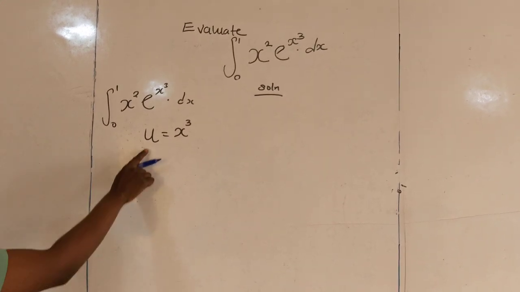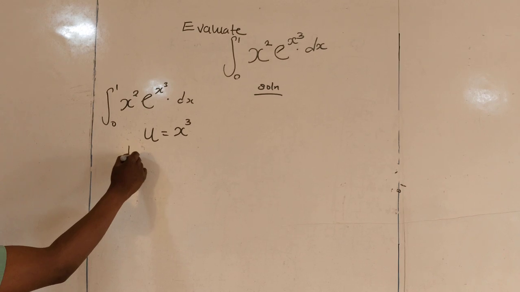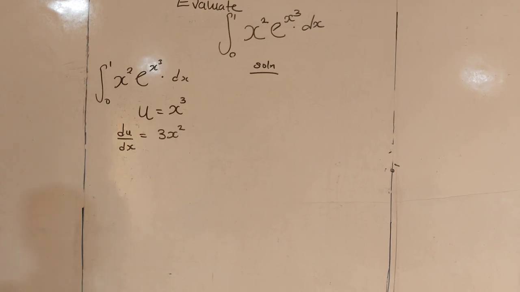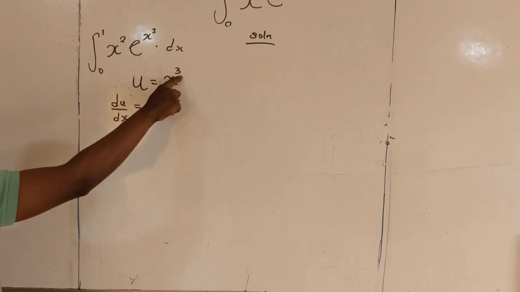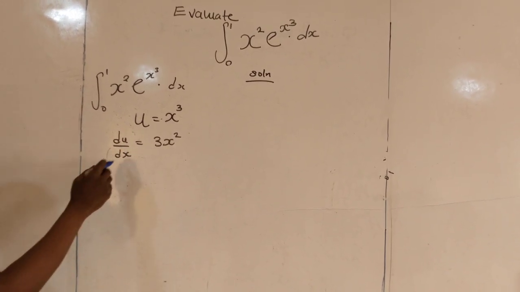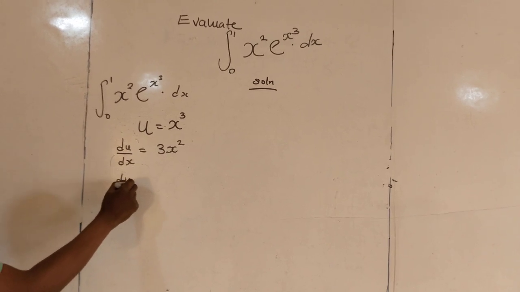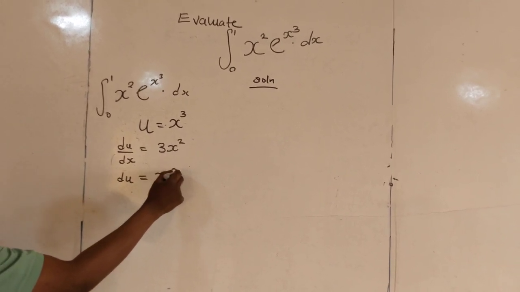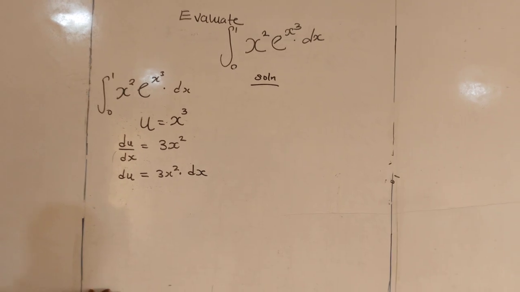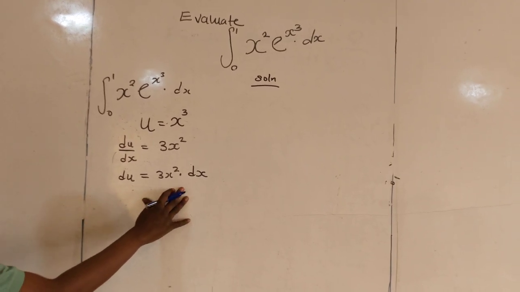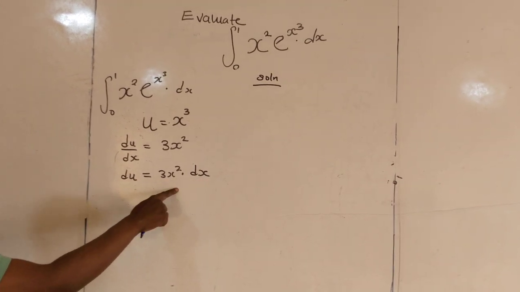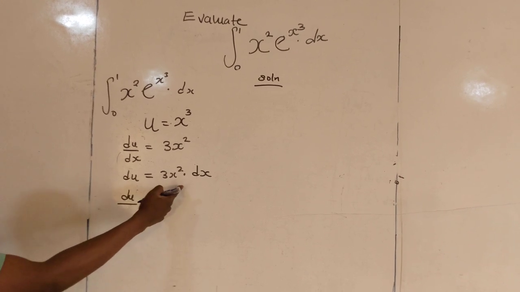Now let me differentiate this. If I differentiate, I have du/dx equals 3x squared. That is, this is multiplied by 3, and the index loses 1. Now I want to make dx the subject of the formula. By cross multiplication, I have du equals 3x squared dx. What is preventing dx from standing on its own here is 3x squared, so I divide both sides by 3x squared.